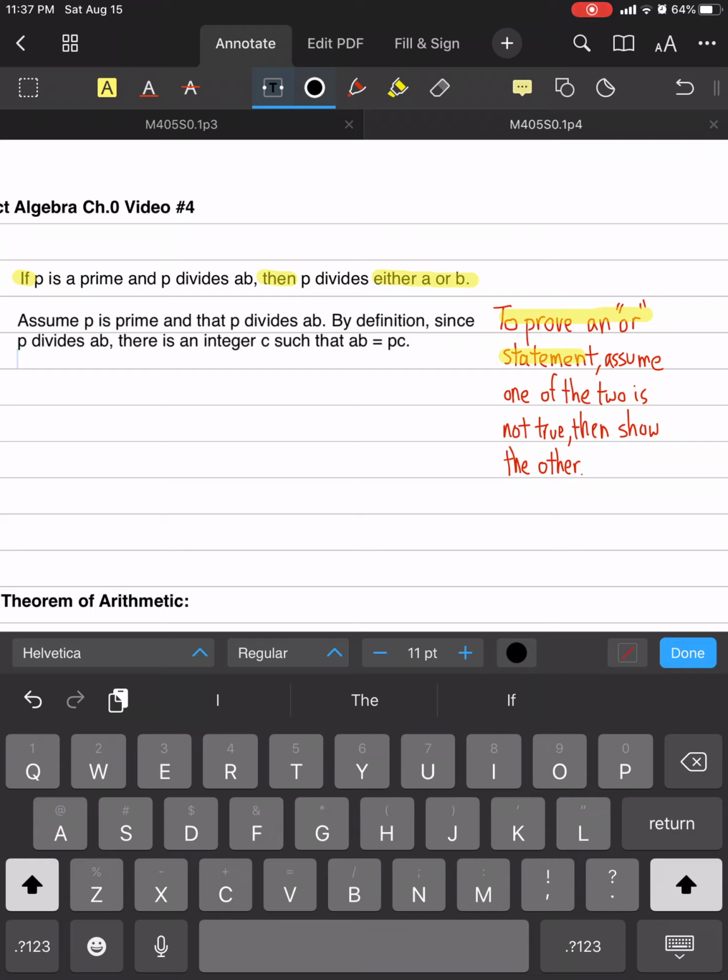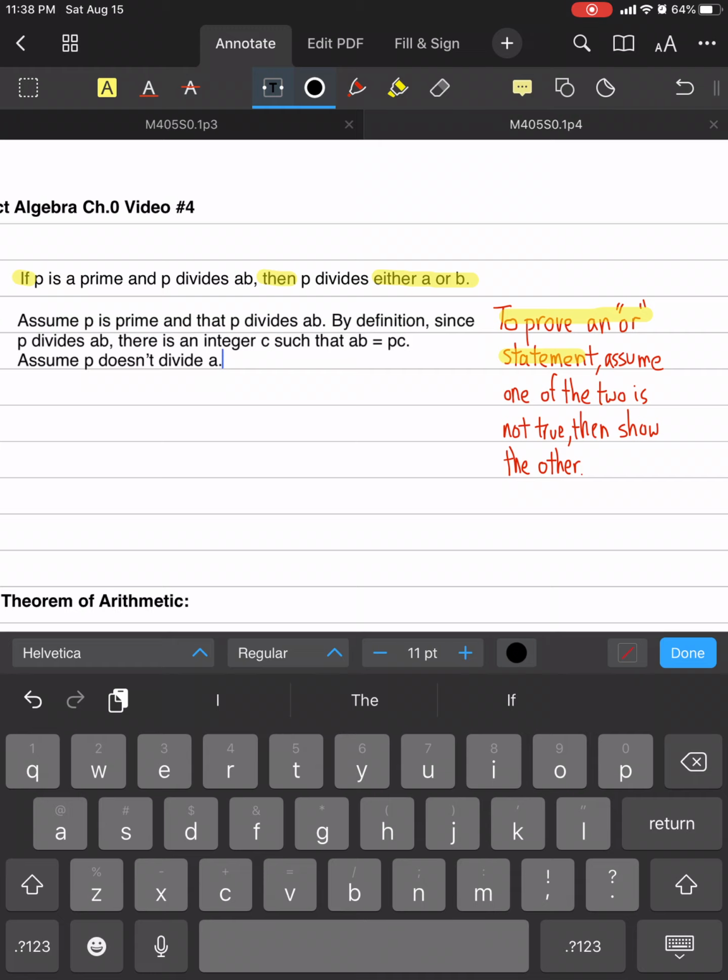So we want to show that one of the two, assume one of the two is not true and show the other. So here we want to say P either doesn't divide A or doesn't divide B, and whichever one we pick is fine, it doesn't matter. So just because it's first, I'm going to say assume P doesn't divide A. So what that means then is P doesn't divide A, so A doesn't have a factor of P.